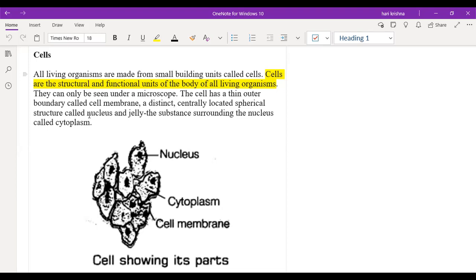What is mitochondria? The powerhouse of the cell. Powerhouse of the cell, because the glucose is converted into carbon dioxide in mitochondria only, right? That means ATP formation happens in mitochondria. We are talking about the ATP, adenosine triphosphate, right? Its formation is done only in the mitochondria. So we can call it the powerhouse of the cell.